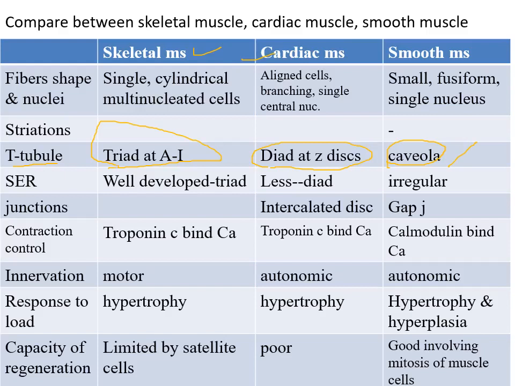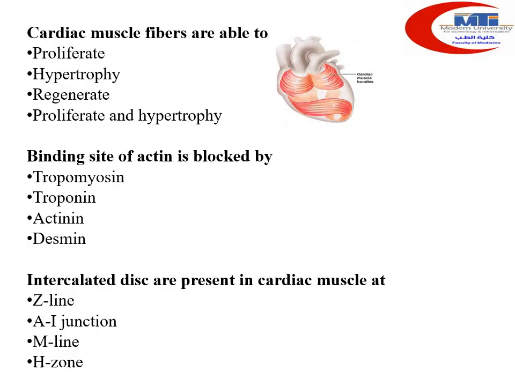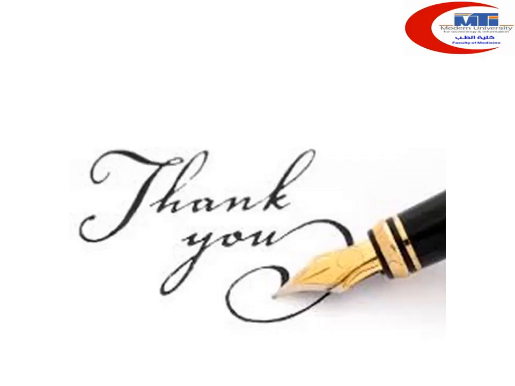Smooth endoplasmic reticulum is very well developed in the skeletal muscle, less developed in the cardiac muscle, and irregular in the smooth muscle. Innervation: motor innervation, so it's called voluntary. Autonomic innervation to the cardiac and smooth muscle, so we call it involuntary. Response to load is by hypertrophy in skeletal and cardiac muscle, and by hypertrophy and hyperplasia in smooth muscle. Thank you very much.